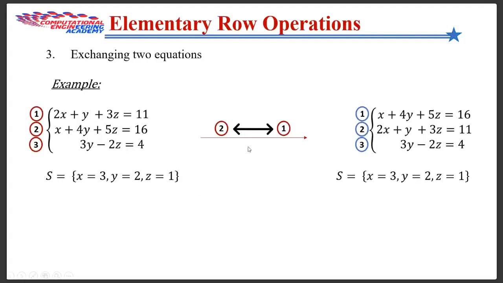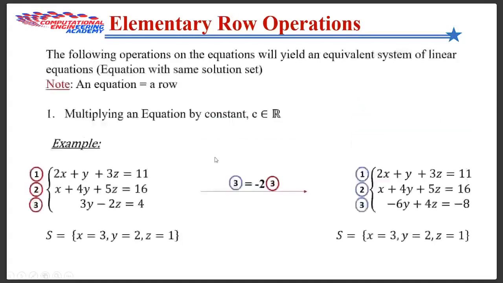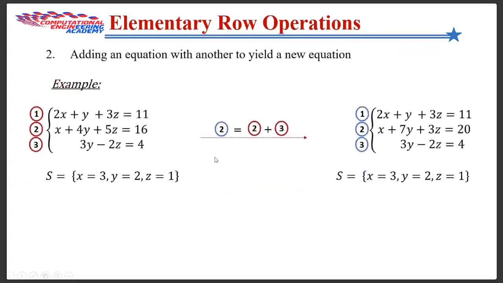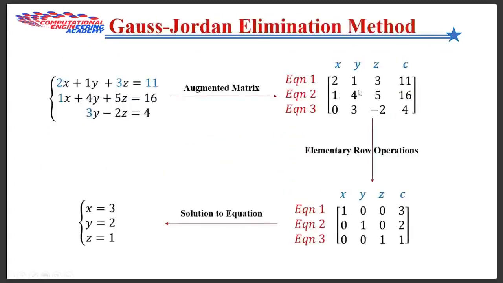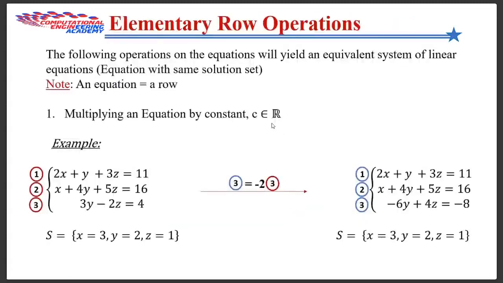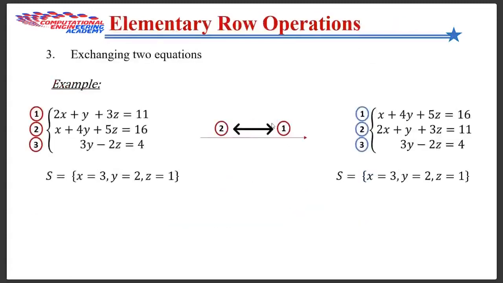Okay, so these are the operations that we shall be using to be able to transform this augmented matrix into its reduced row echelon form, which we have right here. Okay, so that we can get from there the values of x, y, and z. So let's see how we'll go about that now in detail.